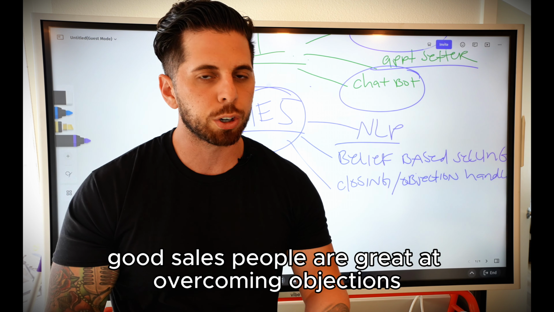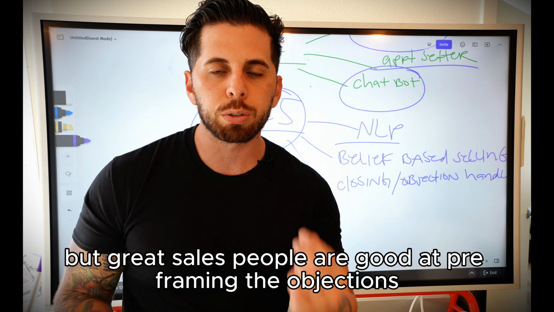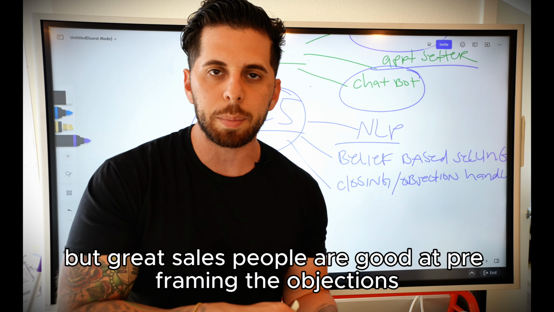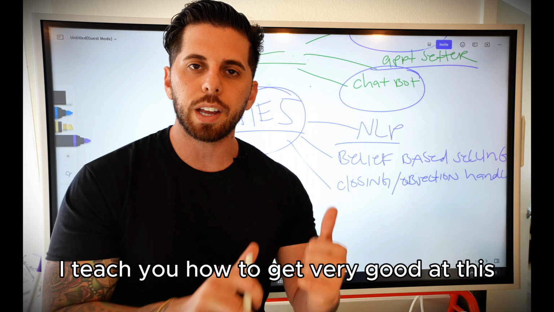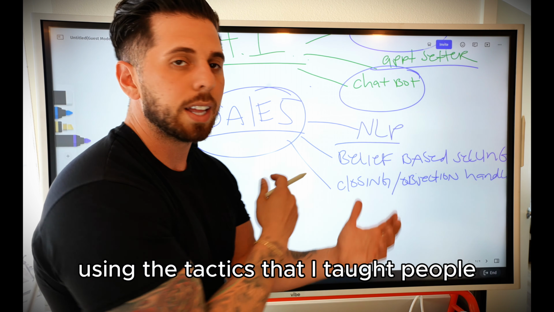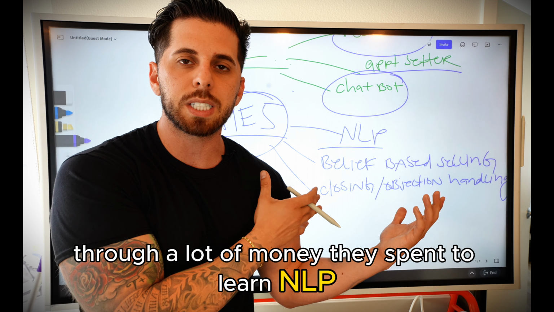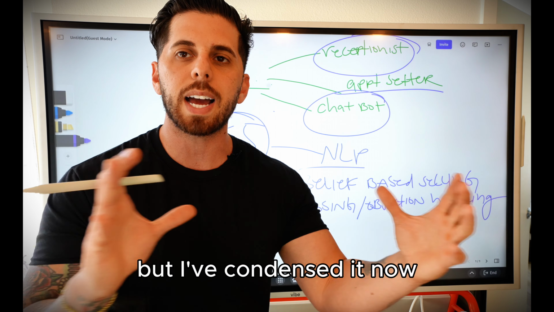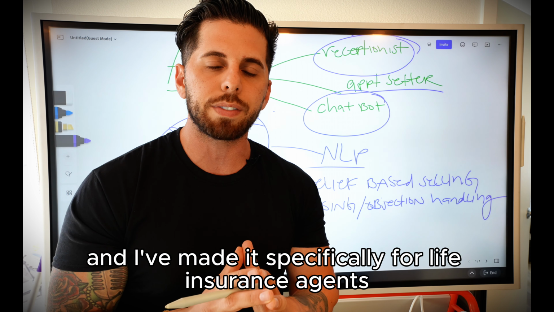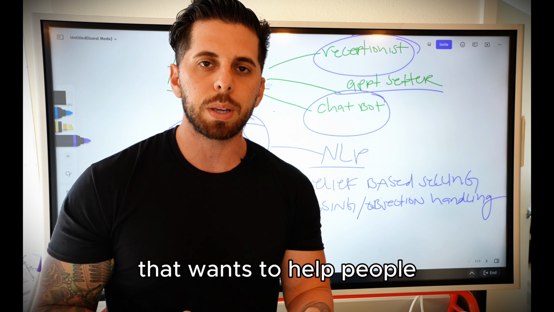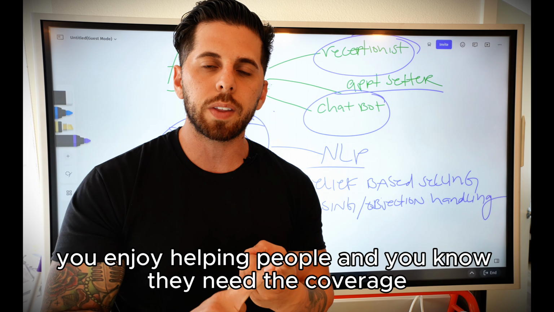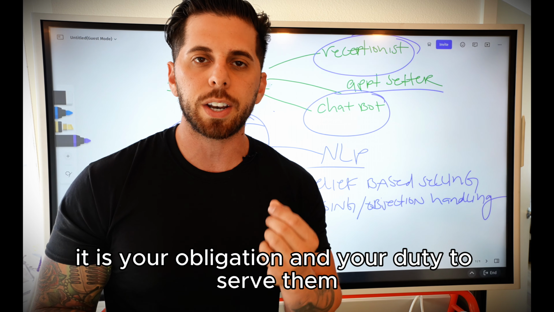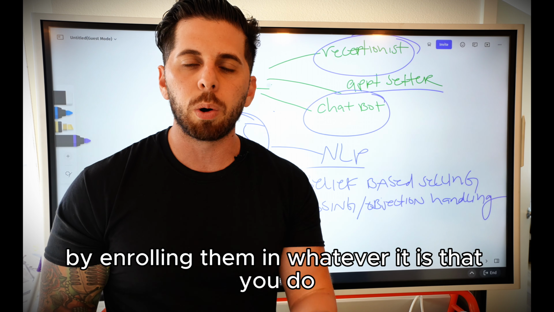Good salespeople are great at overcoming objections, but great salespeople are good at pre-framing the objections so they never have to reframe the objections. I teach you how to get very good at this using the tactics that I taught people through a lot of money they spent to learn NLP, but I've condensed it now and I've made it specifically for life insurance agents that want to help people. If you believe what you do is good in the world, you enjoy helping people, and you know they need the coverage, it is your obligation and your duty to serve them by enrolling them in whatever it is that you do.